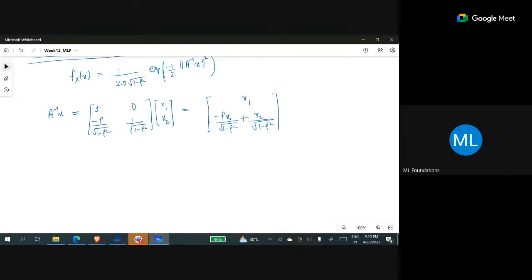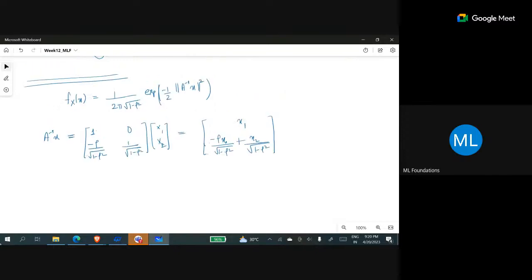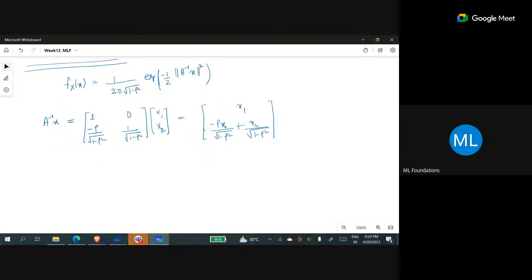Now, what we have to find is the norm square of A inverse x. Again, this is just a vector, so we can find its norm. Norm A inverse x square is going to be what? If it was x1, x2, it was just x1 square plus x2 square. So this will become x1 square plus the square of this: minus rho x1 by under root of 1 minus rho square plus x2 by under root of 1 minus rho square, whole square. This is what we will get.